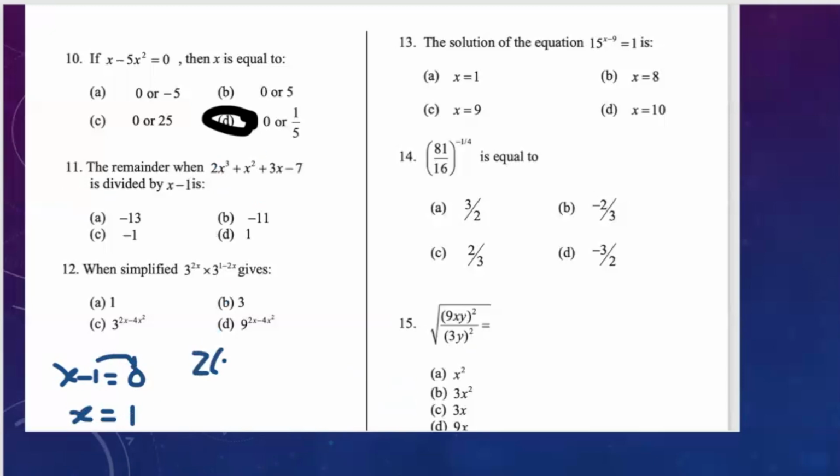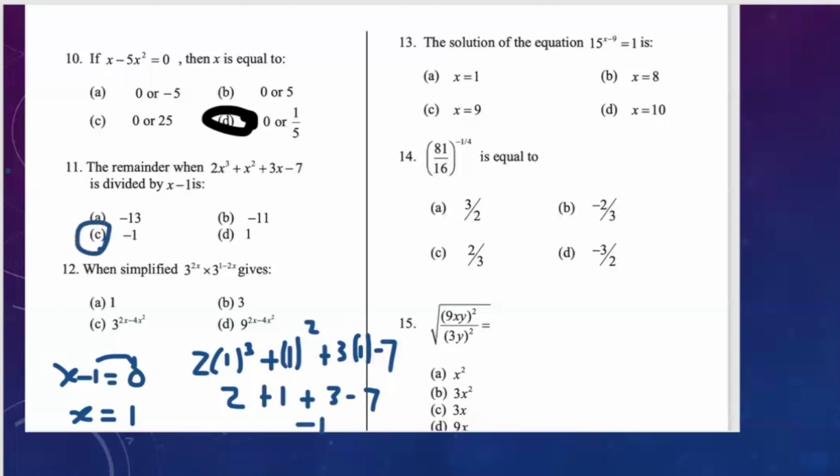So I have 2 times 1 cubed, plus 1 squared, plus 3 times 1, minus 7. 1 cubed is 1, so 1 times 2 is 2. 1 squared is 1, so I have plus 1. 3 times 1 is 3, minus 7. So 2 plus 1 is 3, plus 3 is 6, minus 7, that's going to be negative 1. So my remainder is C, negative 1.